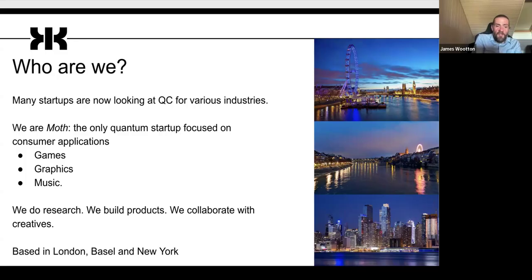So feel free to interrupt. But yeah, the final point on this slide is that our headquarters is in London. Our research is mostly based in Basel, and our engineering is in New York. So we have three major offices in these three geographies.